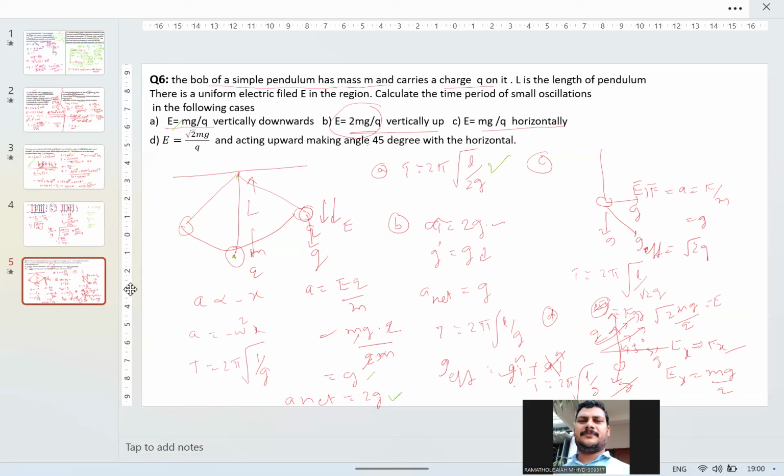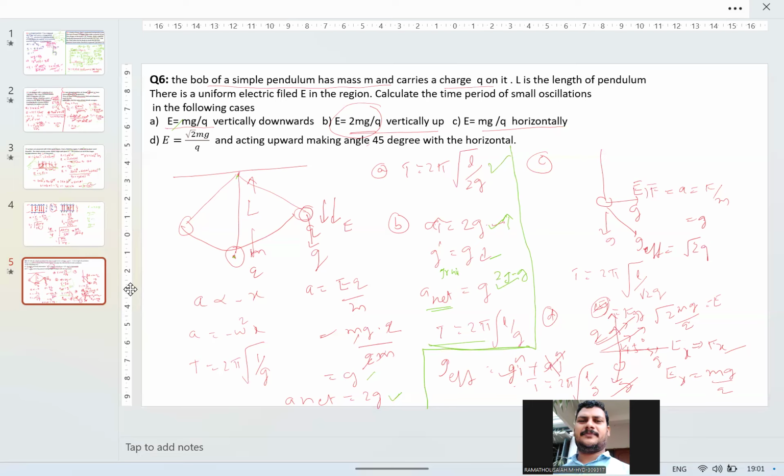Similarly, when E is equal to mg by q is given in the upward direction, the acceleration from the field will be 2g upwards, and the acceleration due to gravity is g downwards. Therefore the net acceleration is 2g minus g, which is equal to g. Then T is equal to 2 pi root over L by g. Okay, this is up to B.